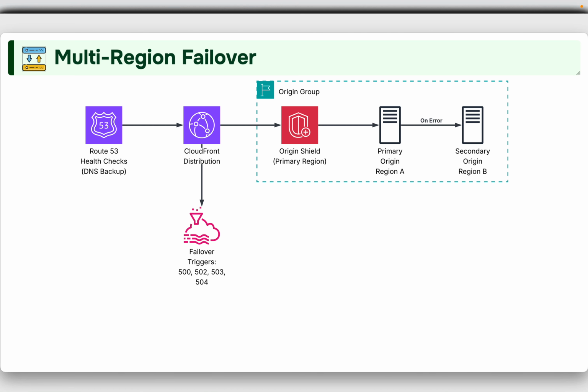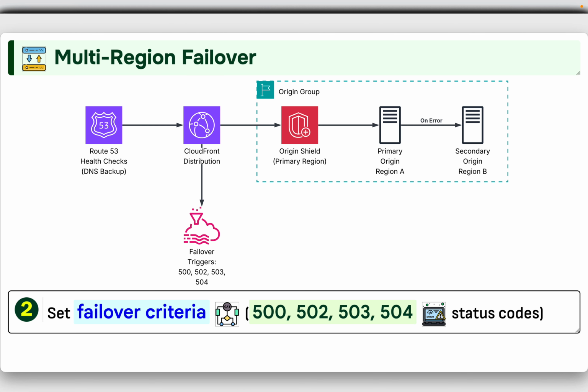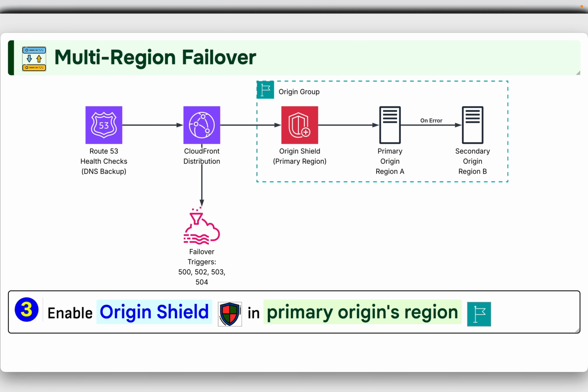Failover triggers on 500, 502, 503 and 504 HTTP status codes. First, we configure the origin group with primary and secondary origins in different regions. We set the failover criteria for the 500, 502, 503 and 504 status codes to trigger failover. We enable Origin Shield in the primary origin's region for better cache efficiency.